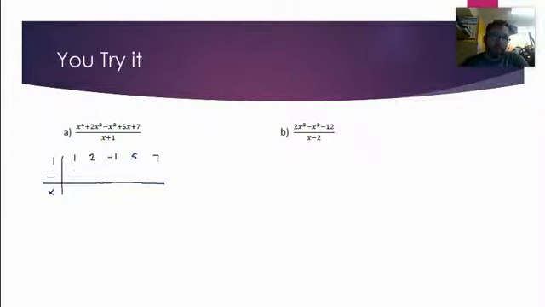Let's apply our algorithm. We bring down the 1, and then we multiply. 1 times 1 is 1. 2 minus 1 is 1. And we multiply. 1 times 1 is 1. -1 subtract 1 is -2. We multiply. 1 times -2 is -2. 5 subtract -2 is 7. 1 times 7 is 7. And we subtract, we get 0.